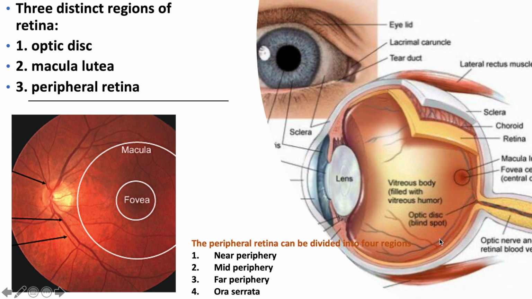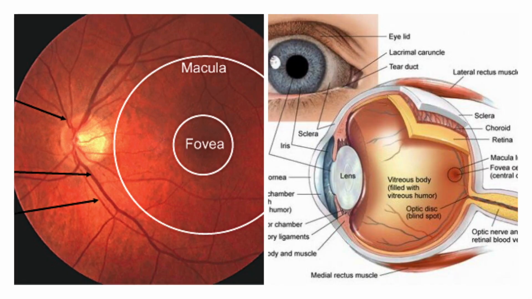So you have different regions. If something is going wrong and you need laser surgery or something, they differentiate the location in the peripheral retina by using these categories. So they use these 4 different types of location: near, mid, far, and ora serrata, which is the point here. So the 3 important parts are the optic disc, macula lutea, and peripheral retina.